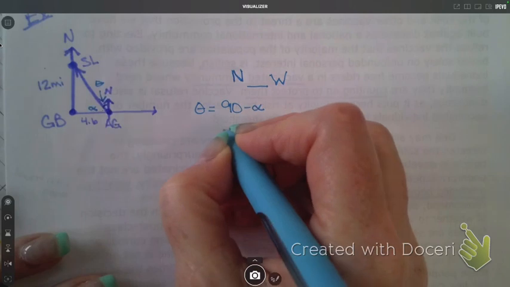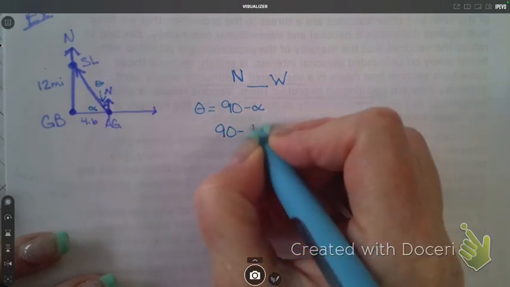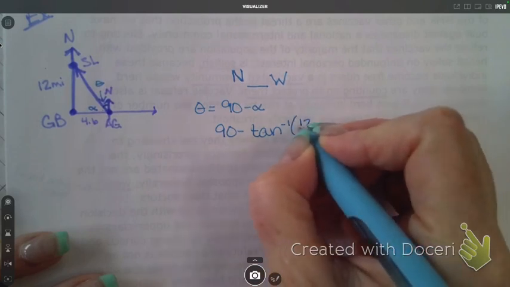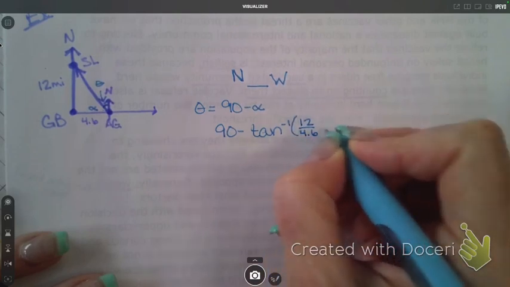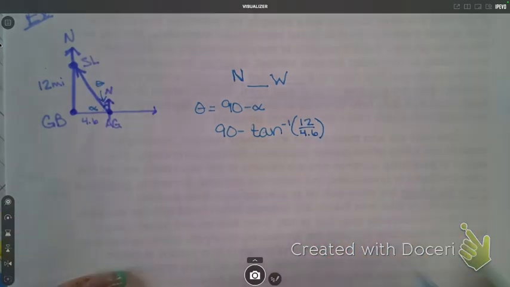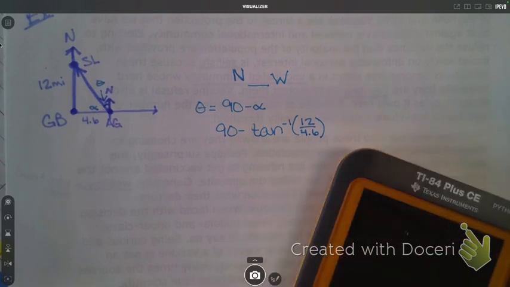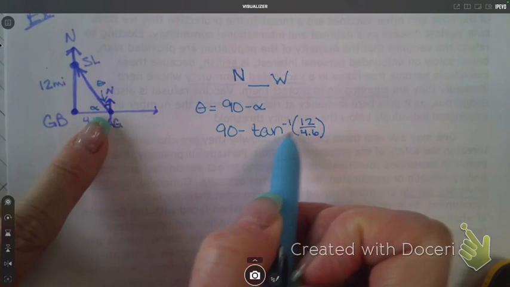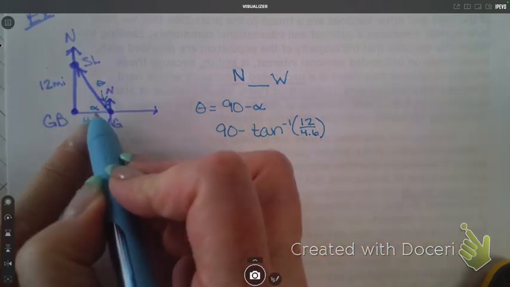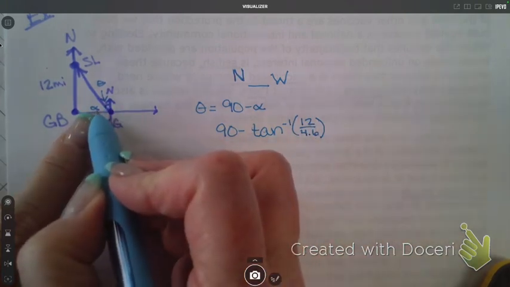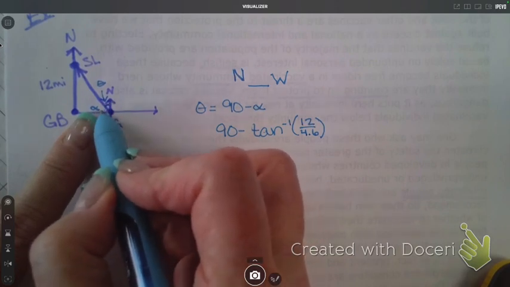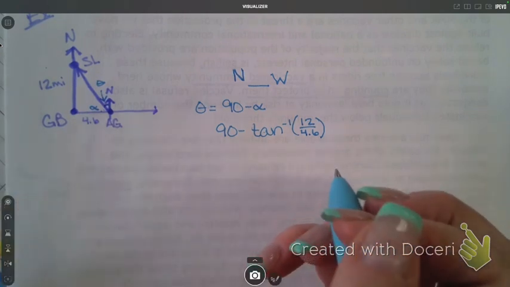So we're going to have 90 minus inverse tangent of 12 divided by 4.6, and we're going to put that in our calculator all at one time. Why are we taking it from 90? Because the inverse tangent of 12 divided by 4.6 is finding this inside angle, and we don't want the inside, we want the outside. And these two angles are complementary because this is a right triangle.